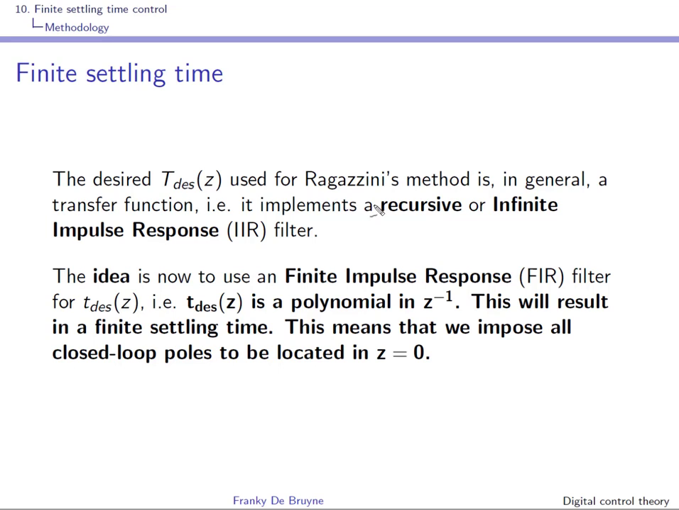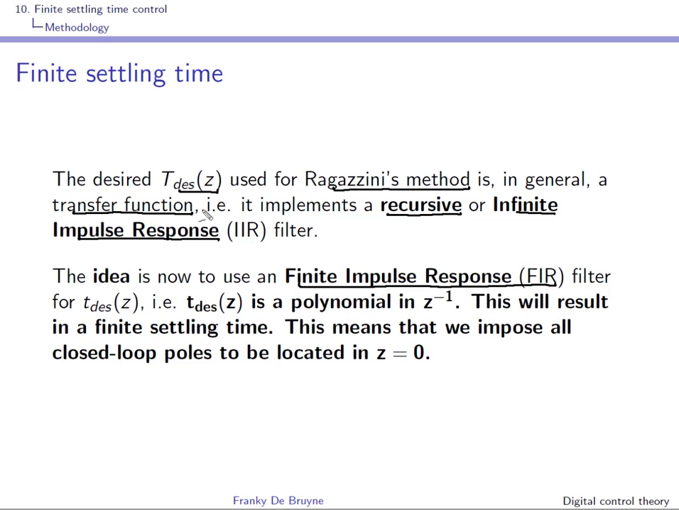In the previous method, Ragazzini's method, the desired behavior was imposed using a transfer function. This means that the underlying equation in the time domain is a recursive equation, and we have seen that if the equation is recursive, you have an infinite impulse response. The idea here is to use a filter design behavior with a finite impulse response.